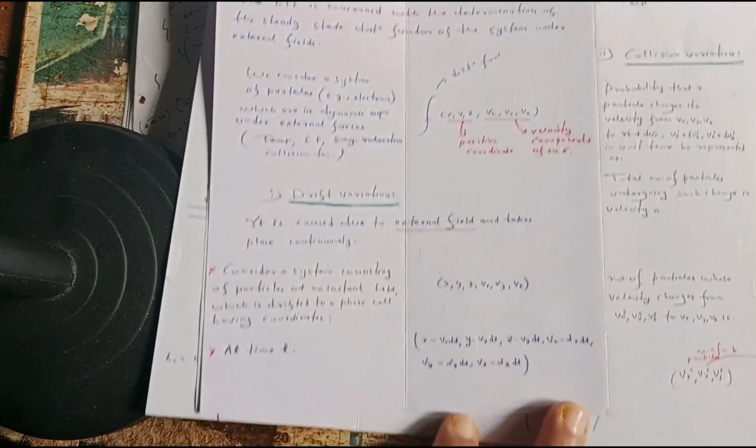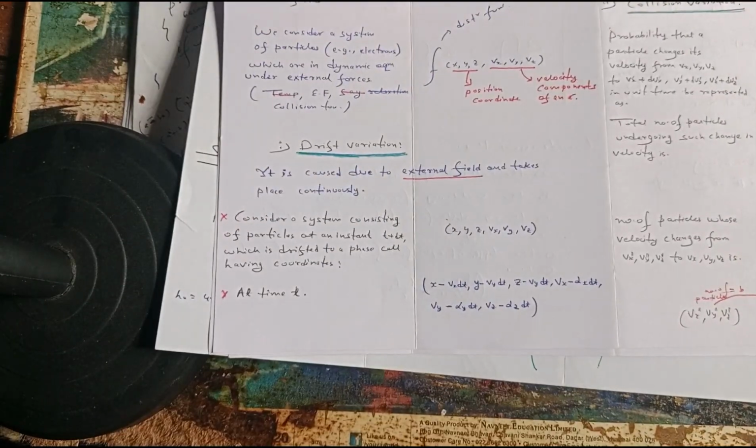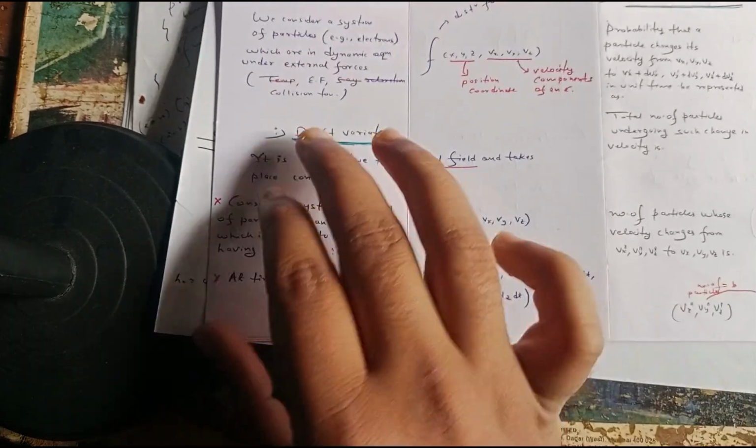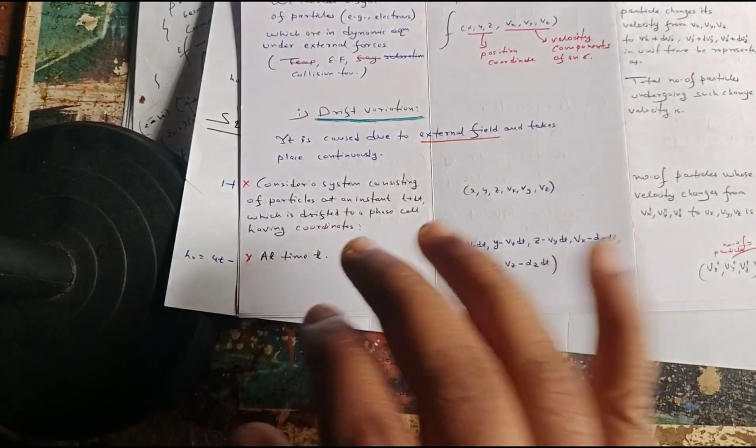So now let's apply a drift variation, that is, we are going to apply some kind of external field to our system. We would consider a three-dimensional system, but we are treating the situation generally, so we can say two-dimensional also, one-dimensional also. So this is our drift variation, and we are going to apply some kind of external field.